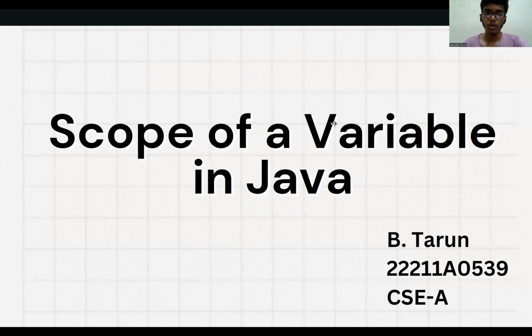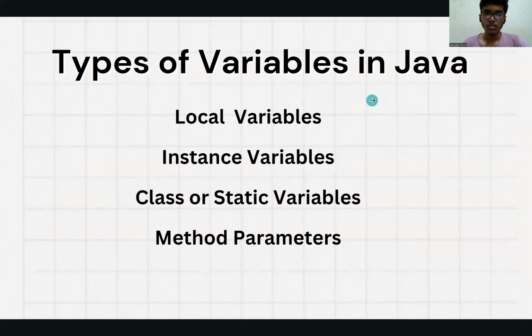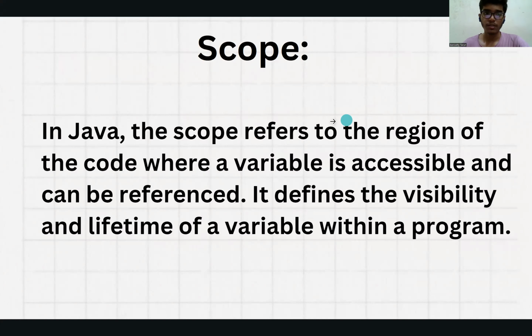In this video, I'm going to explain about scope of a variable in Java. To understand the scope of a variable, we need to know what the types of variables in Java are. There are four types of variables. They are local variables, instance variables, class or static variables, and method parameters.